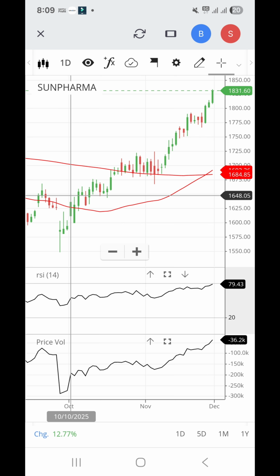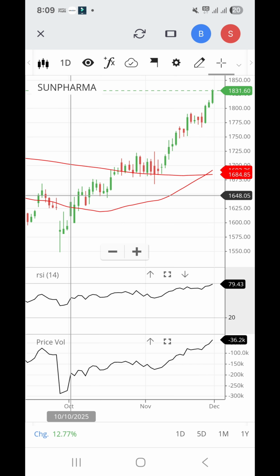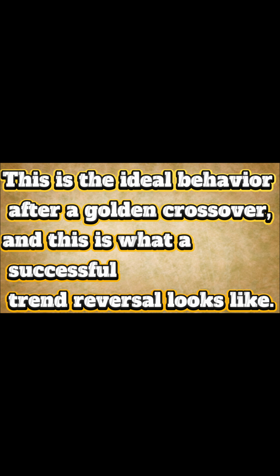4. There is strength in the candles and consistent volume. This indicates institutional buying. 5. After the crossover, the stock continued to rally without falling back below the moving averages. This is the ideal behavior after a golden crossover, and this is what a successful trend reversal looks like. In simple words, Sun Pharma is the correct example of how a golden crossover should behave.